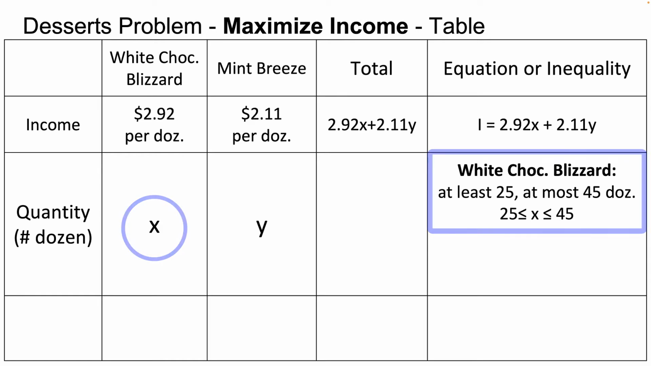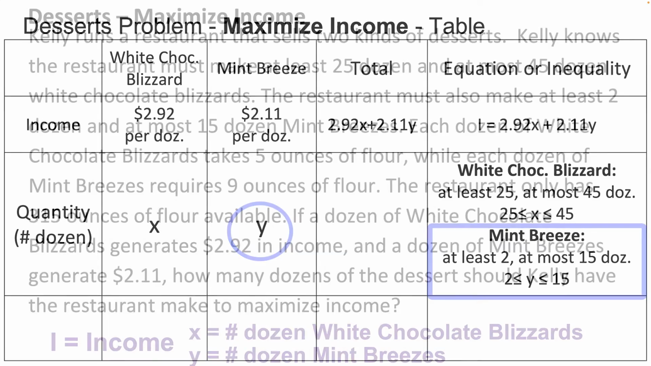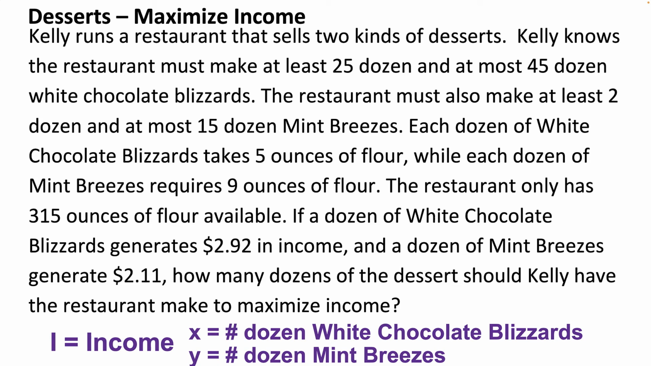The problem also stated that for mint breezes, this restaurant must make at least 2 and at most 15 dozen mint breezes. That constraint only focuses on the number of dozens of mint breezes, which we represented using the letter Y. So in this case, Y must be between 2 and 15. As an inequality, we would write that as 2 is less than or equal to Y is less than or equal to 15. There was one more constraint in this problem.